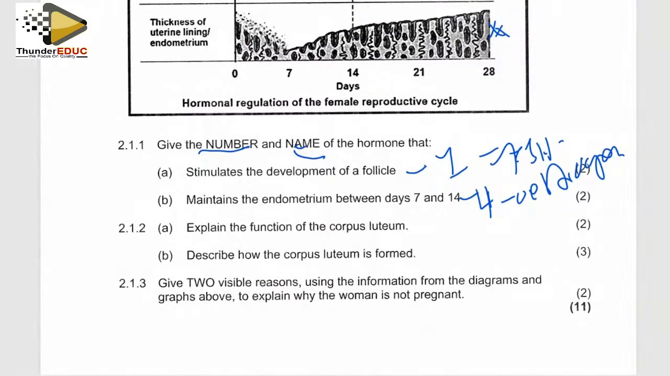Then they're saying explain the function of corpus luteum. The major function of corpus luteum is to produce progesterone, which maintains pregnancy. How? By making the endometrium more thick, vesicular, and granular. So the function of corpus luteum is to produce progesterone. I think that's 1 mark. Then you tell us the function of progesterone, which is to make the endometrium thicker, more vesicular, and more granular.